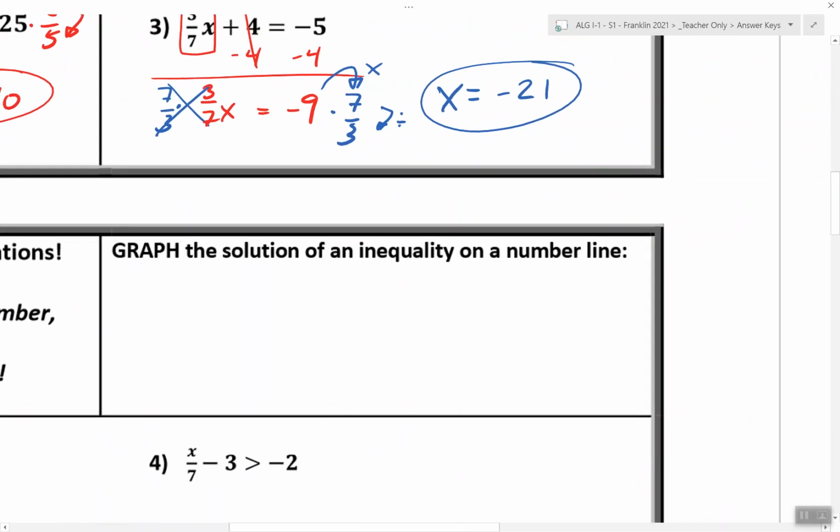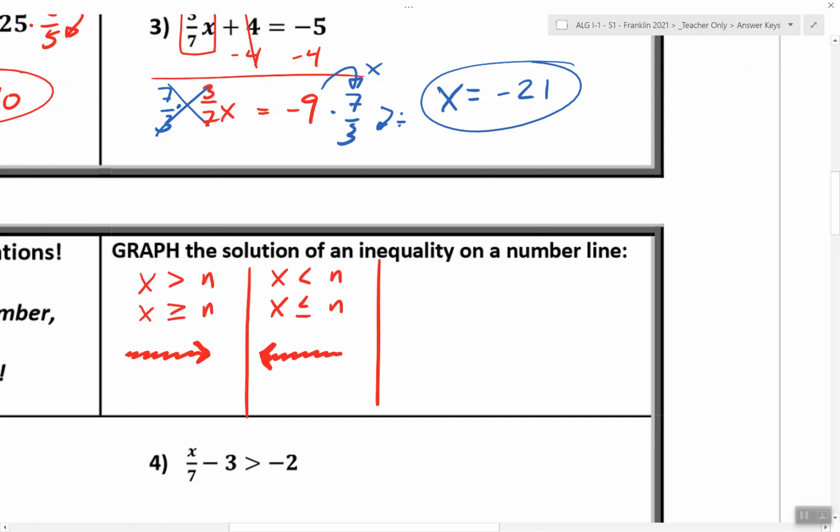And let's quickly go over the symbols and what they mean for the graph. So if your solution has x is greater than or x is greater than or equal to some number, let's say n for the number, this means you're going to shade to the right. Okay? The opposite would be if it's less than or equal to some number, you're going to shade to the left.